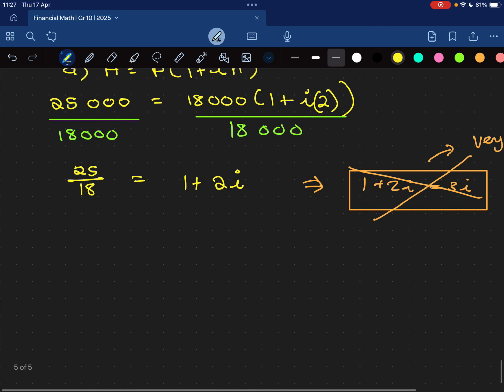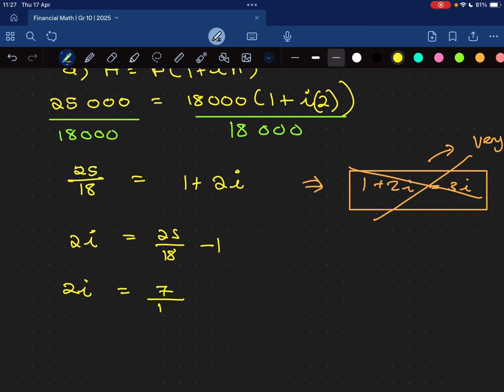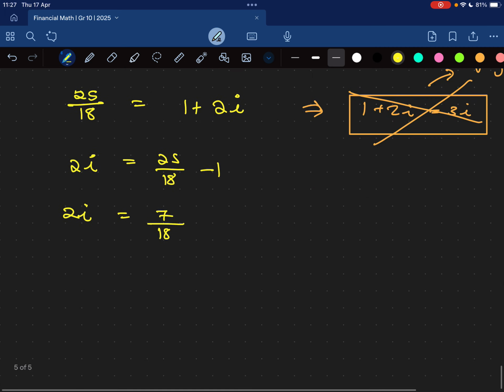Instead, you're trying to solve for I. So you'll have 2i, which is equal to 25 over 18 minus 1. So you'll take your answer minus 1. So you'll get 2i is equal to 7 over 18. And then you'll divide both sides by 2. So you'll get I to be equal to 0.1944.